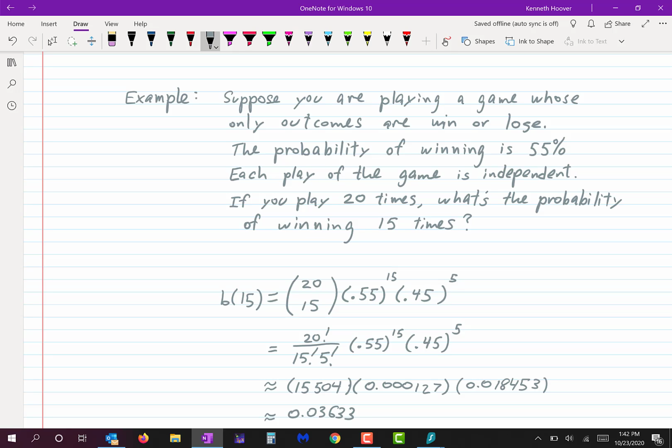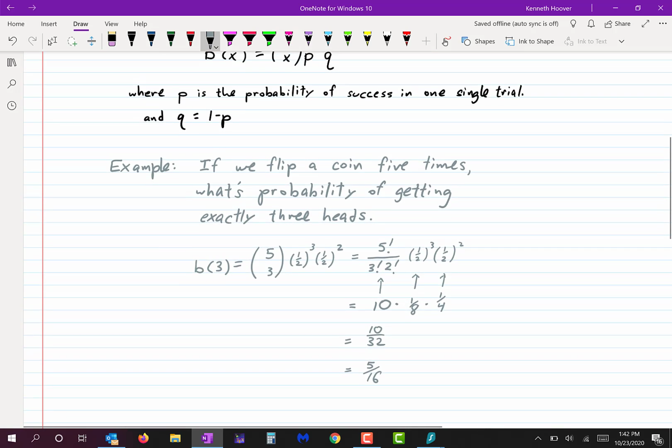There's other examples in the book, but they're all just as straightforward as this. So I'll leave those examples for you to look at. Okay, let's move on and do the next topic here, which is called, that was called a binomial distribution.